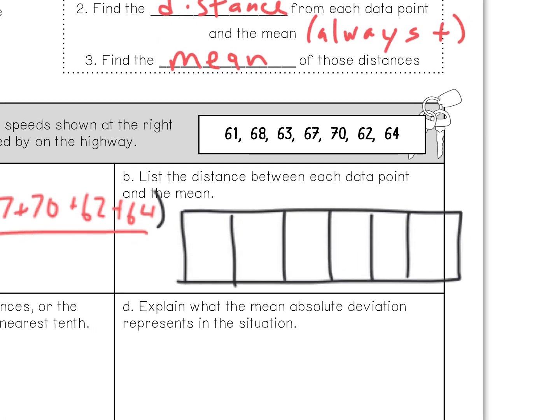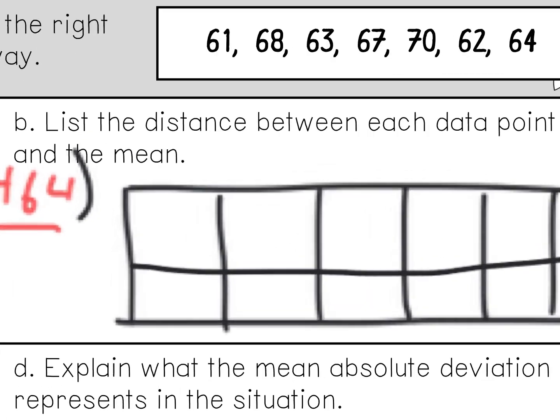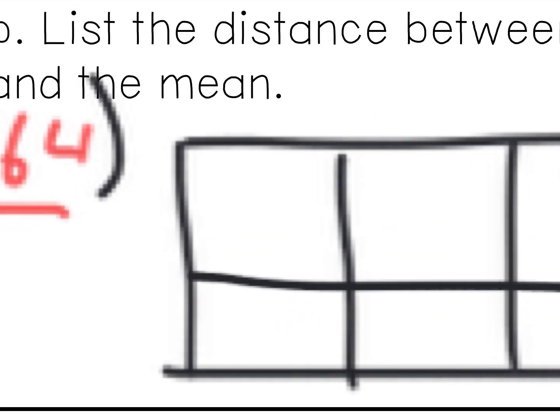Let's see, 1, 2, 3, 4, 5, 6, 7. So I'm going to put a box for each of those numbers. And in the top box, I'm going to write the mean.